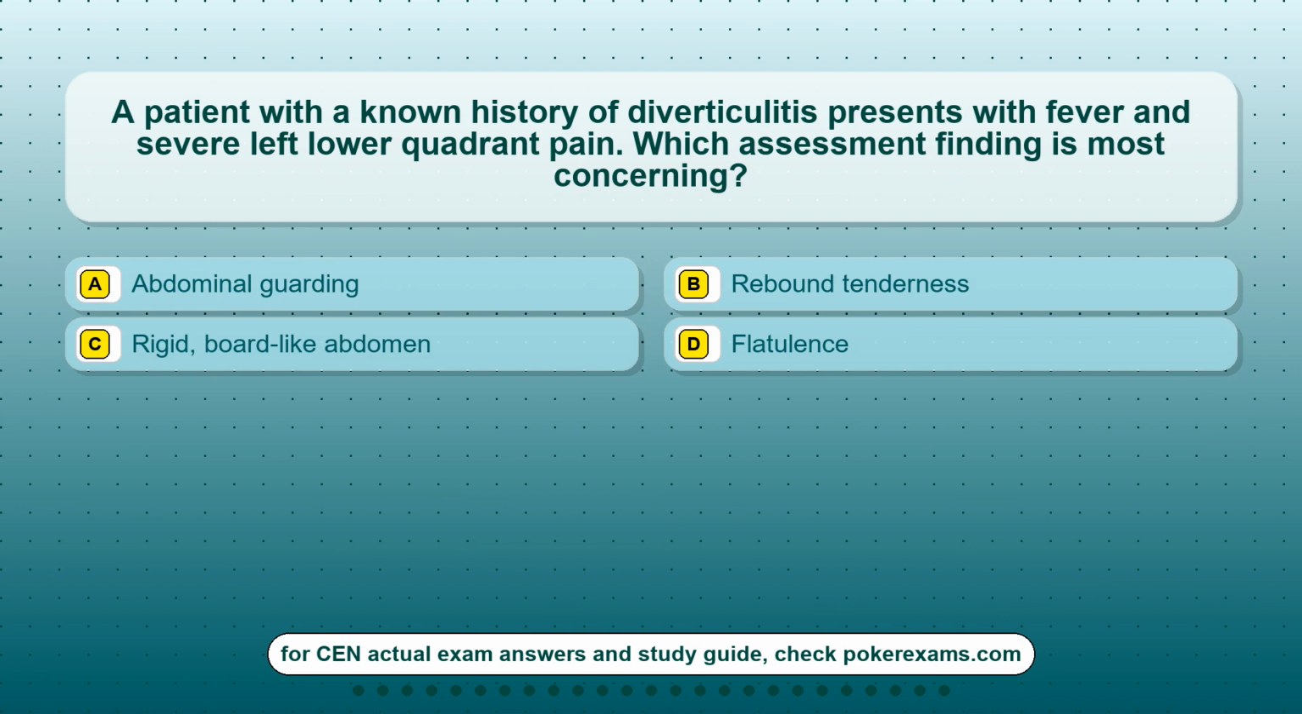Question 23. A patient with a known history of diverticulitis presents with fever and severe left lower quadrant pain. Which assessment finding is most concerning? Option A, abdominal guarding. Option B, rebound tenderness. Option C, rigid, board-like abdomen. Option D, flatulence.